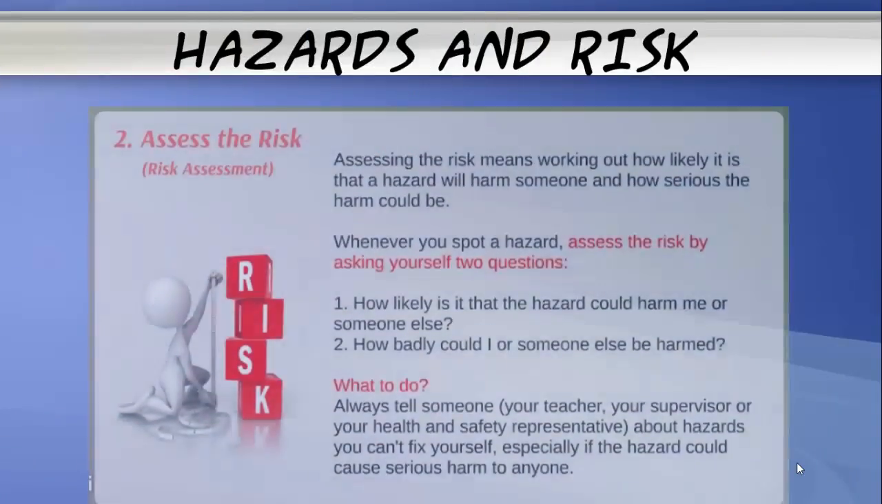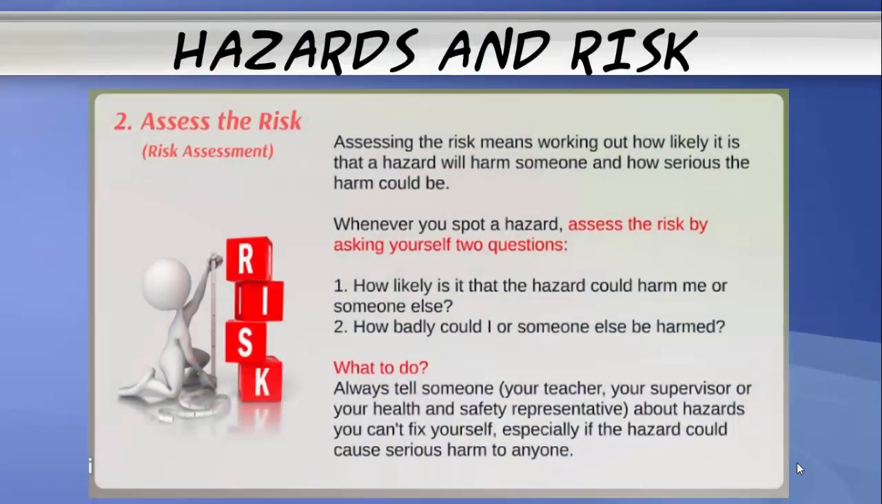Step 2. Assess the risk or risk assessment. Assessing the risk means working out how likely it is that a hazard will harm someone and how serious the harm could be. Whenever you spot a hazard, assess the risk by asking yourself two questions. First, how likely is it that the hazard could harm me or someone else? Second is, how badly could I or someone else be harmed?